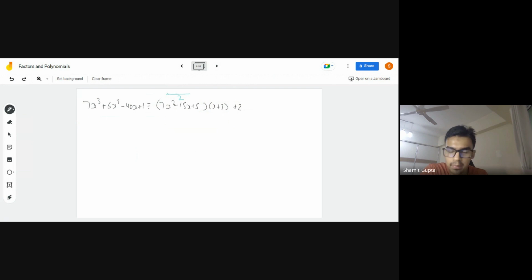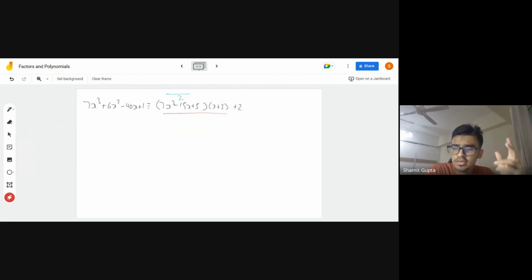Why am I telling you this? Now, suppose one of these things, one of the things in red, let me write it in red here. If one of the things in red is equal to 0, so either x plus 3 or 7x squared minus 15x plus 5. Suppose x plus 3 is equal to 0. The whole red thing becomes 0.